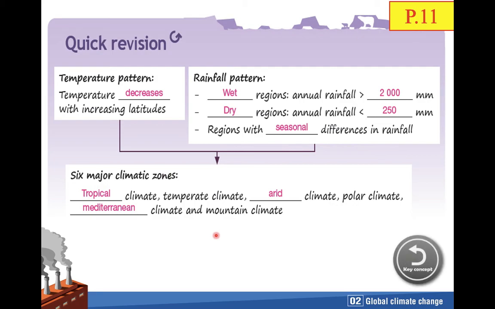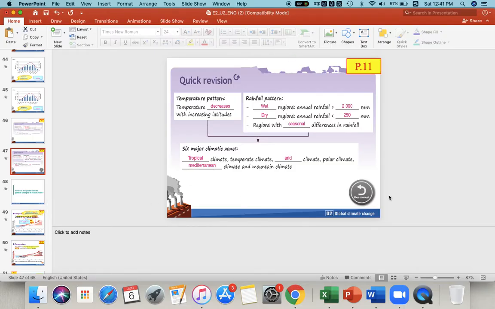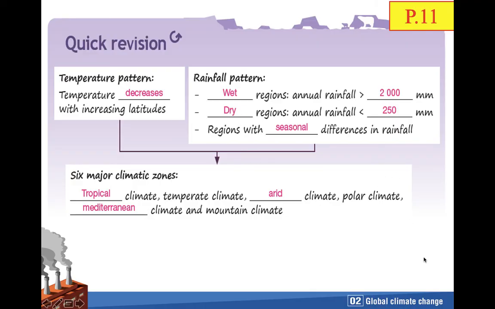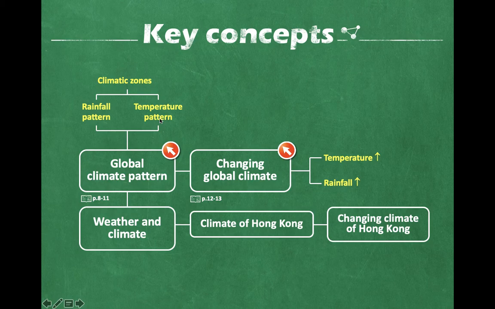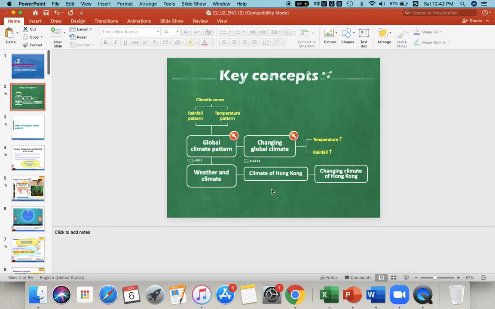Okay, so that's it for here. In these 2 lessons we mentioned the global climate pattern. So we have different rainfall and different temperature in the world. And in the next lesson, okay, we will talk about the changing climate in our world.